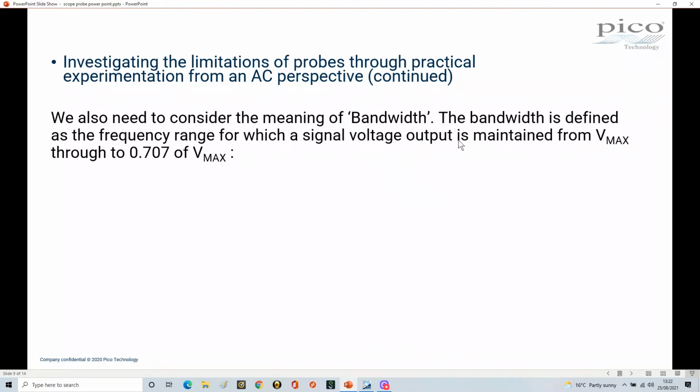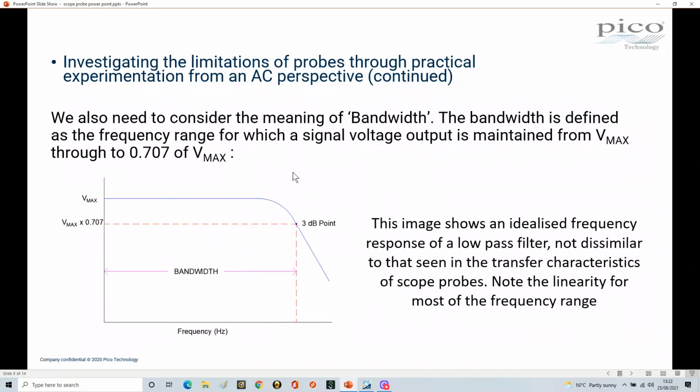basically the frequency range for which you maintain a Vmax through to 0.707 of Vmax. So ideally, you end up with this kind of characteristic. Now, this is a characteristic for a low-pass filter. Here we have Vmax. We want this as constant as possible for our frequency range. We don't change our signal in any way throughout the frequency bandwidth of the probe until you get towards the end, where we get to the 3 dB point, which is max times 0.707. And that gives our 3 dB point, which is the bandwidth point of our frequency range. And that's how we get the bandwidth.